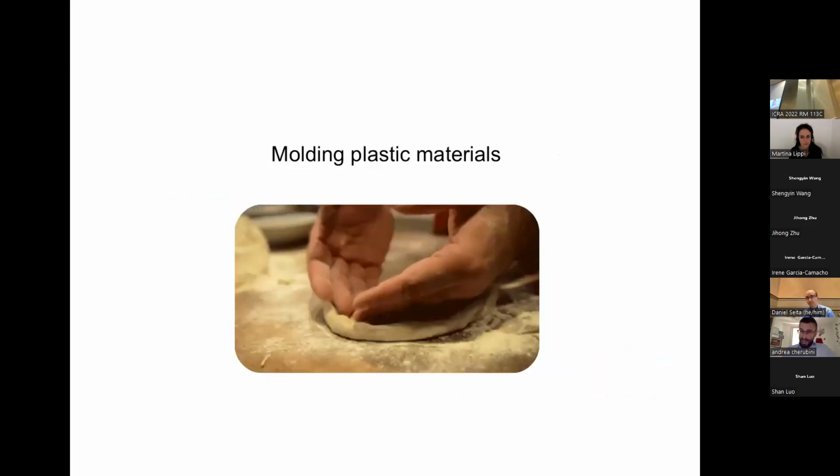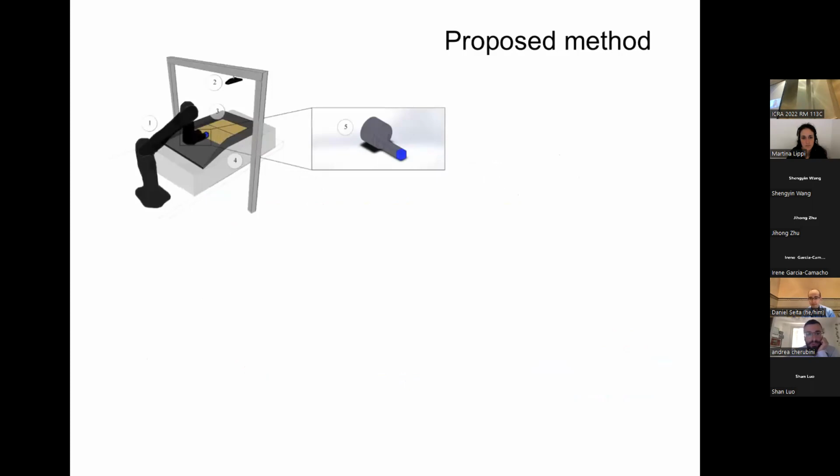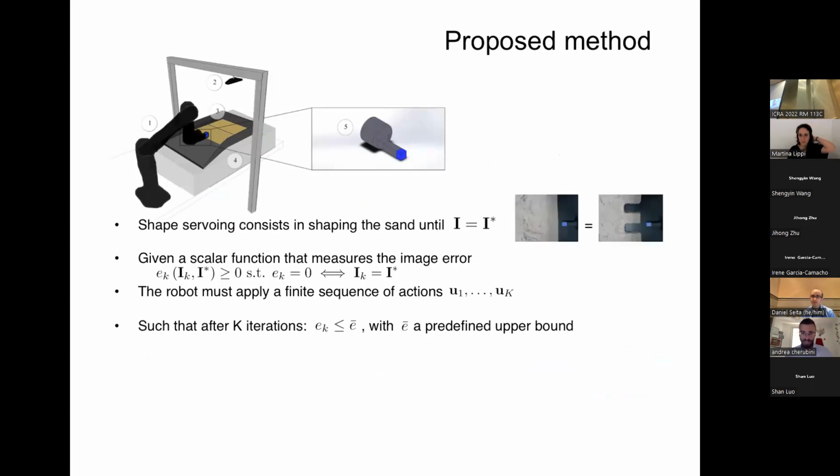Now for the last part of my talk, which is about molding plastic materials. The first work I did on this was during my sabbatical at TUT in Brisbane, Australia. Here what I was interested in was trying to see if a robot could shape some granular material, here some sand, to a desired shape. So the way the problem is stated is that we want to obtain a certain image, for example, here the right image from the left one.